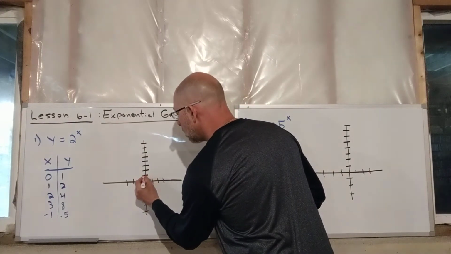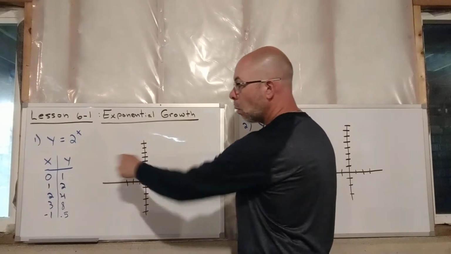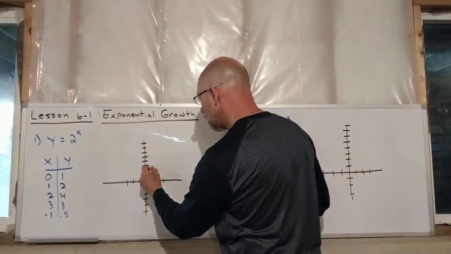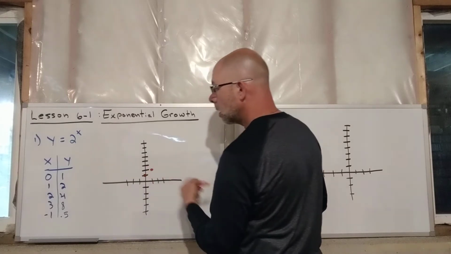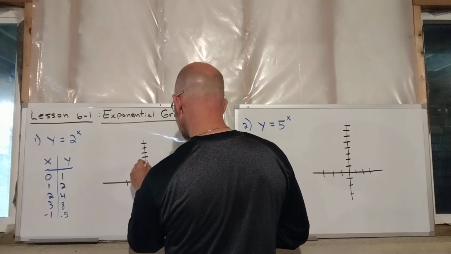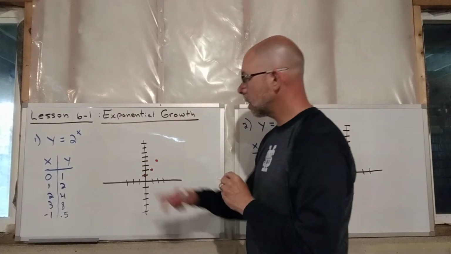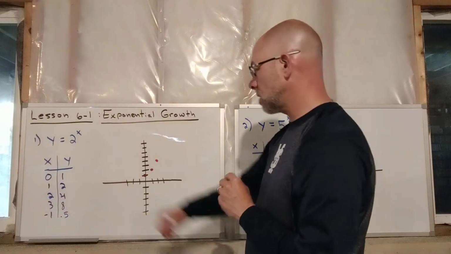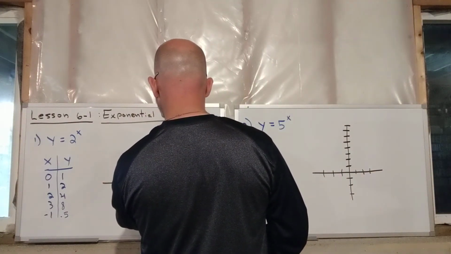First of all, 0, 1 is up 1. Not 1 right, up 1. 1, 2 is 1 to the right, 2 up. That's right there. Next point is 2 to the right, 4 up. So that's 1, 2, 3, 4, right there. And then the last point in the positive sense is 3, 8. That is right there.